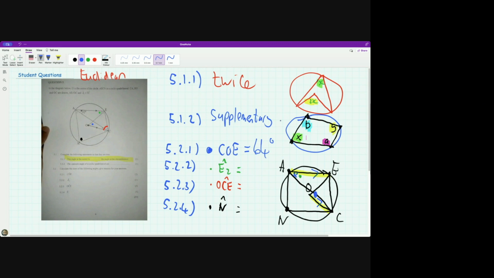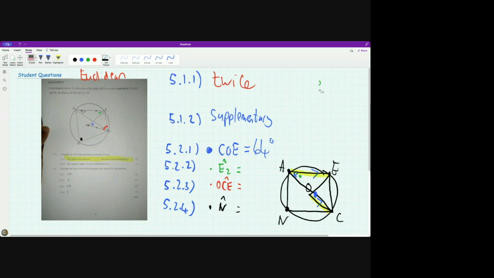Okay, now when we do circle geometry, we need to give some reasons. So what we do is we're going to say angle at center is twice angle at circumference. Apologies for the handwriting, but you get the basic idea. So this thing over here is 64. See if I can get that right. Okay, 64.